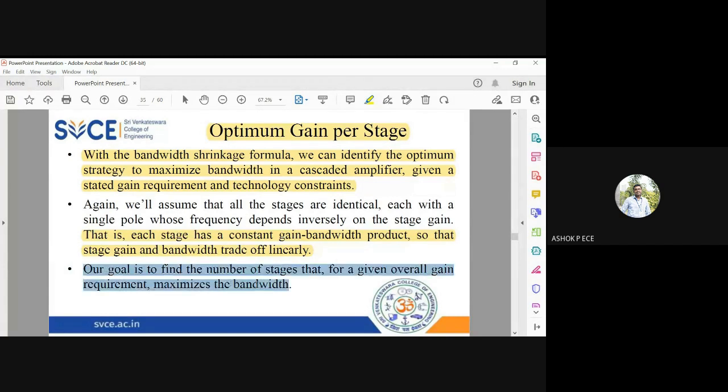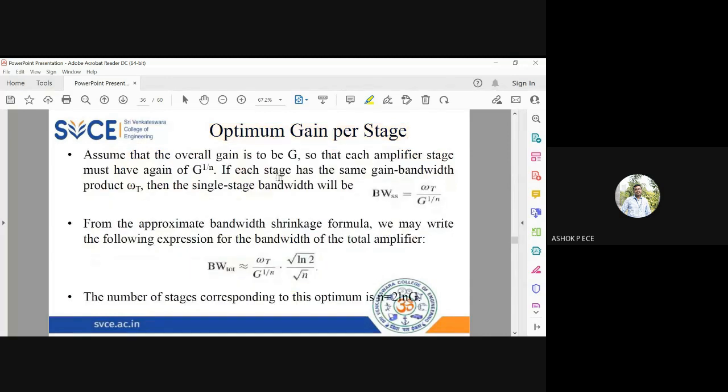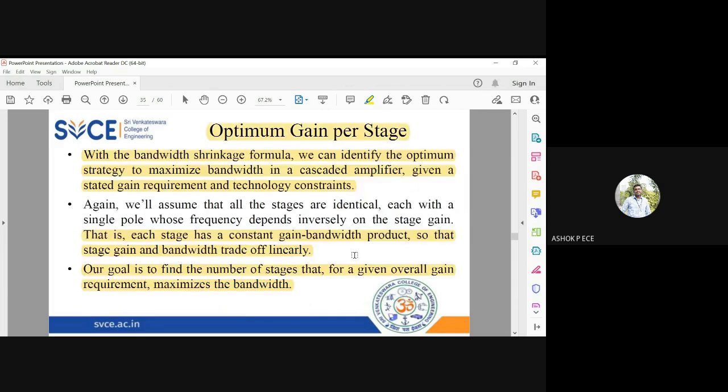So we are going to find the number of stages for which the overall gain is also decent. The bandwidth is also very good. So I am going to take that as capital G is the individual gain, and G power 1 by N is the gain after cascading N stages. So the single stage bandwidth will be omega T by G power 1 by N. And omega T, if you want to find the total bandwidth, you have to multiply by root of ln 2 by root of n. So that is coming from here.